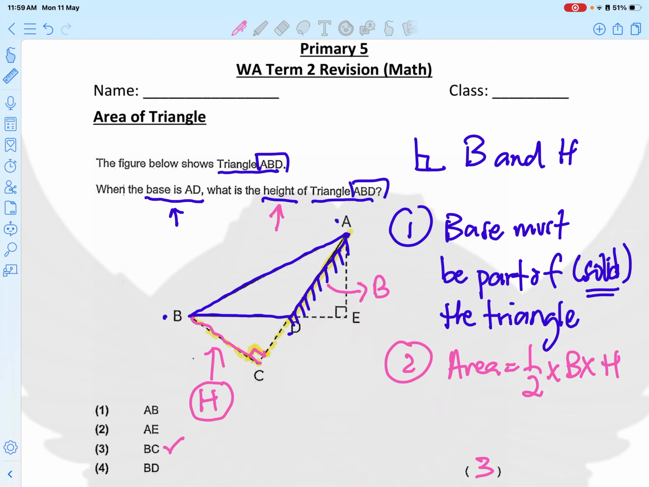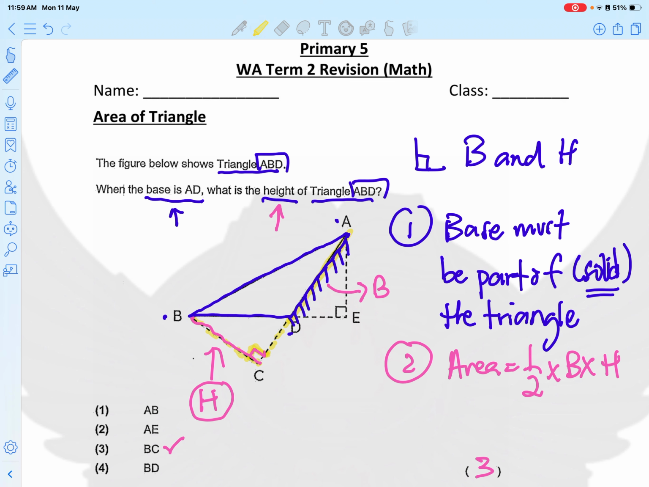So let's do a quick recap of what we did for this question. We started off by identifying where triangle ABD is in the question. We outlined the triangle ABD over here as required by the question, and we looked for the base AD. We highlighted it in yellow, and we used our blue pen here to draw the marks to show that this is actually lying on the ground, and this is the base given to us.